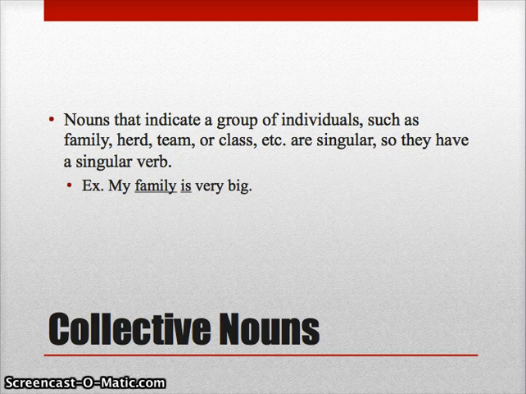The next rule of subject-verb agreement has to do with collective nouns, such as a word that refers to a group of individuals, such as family, herd, team, or class. These nouns are singular, so they have a singular verb, such as my family is very big.